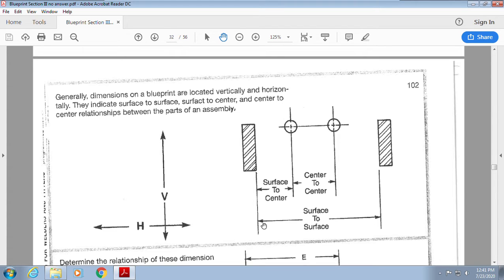Or I can go from one surface to another, okay? So from the inside surface of this one to the inside surface of this one. Or I could even say from the outside surface to the outside surface. Or I can even say the outside surface to the inside surface. So pay close attention to where your extension lines are to make sure that you guys get the right information.